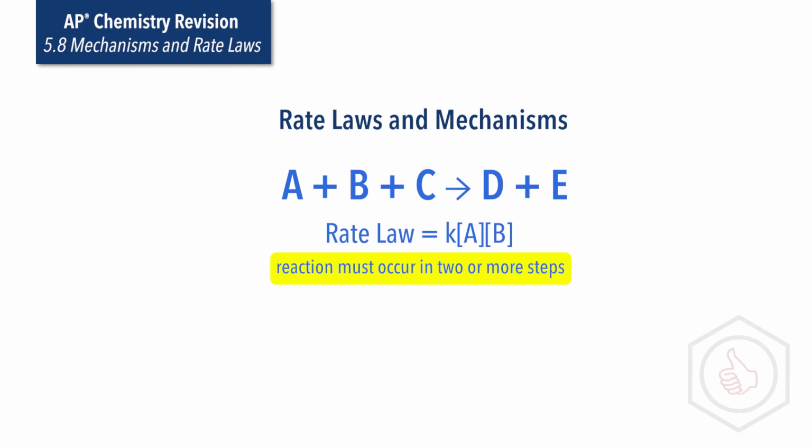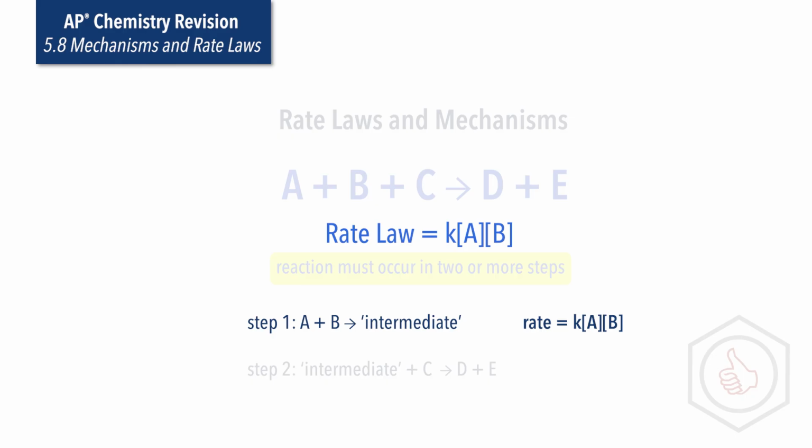We could propose a 2-step mechanism. The first step being A plus B goes to form an intermediate, and then this intermediate reacts with C to produce our final product, D plus E. Well, the rate law for the first step here would be rate equals rate constant k multiplied by the concentration of A multiplied by the concentration of B. C isn't included because it isn't involved in this particular step. As we know, the rate law overall is rate equals rate constant k multiplied by concentration of A multiplied by concentration of B, so this proposed mechanism would be consistent with the kinetic data and the balanced reaction equation.